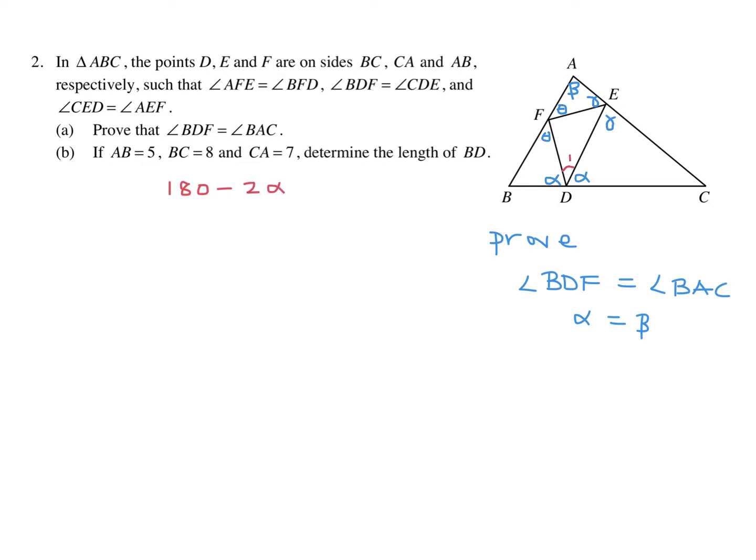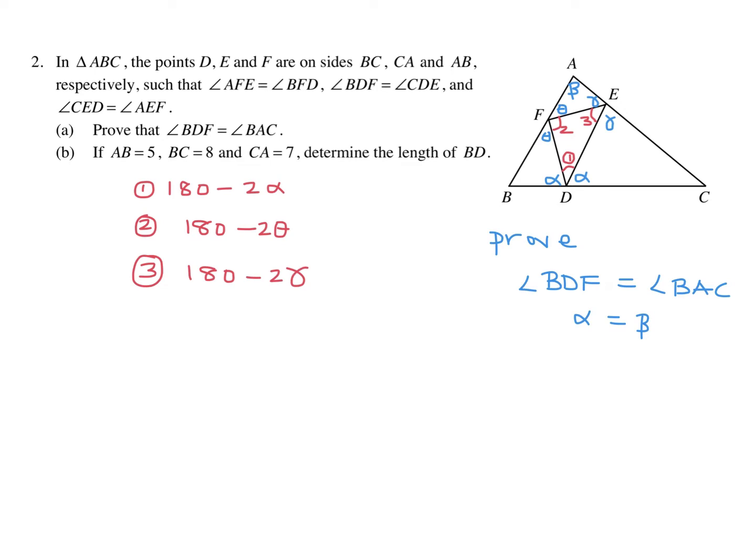So that one, I'll just call it angle 1. It's too small for me to write in. Very similarly, this guy, which we can call angle 2, is 180 minus 2 theta. And this little guy in here, which we can call angle 3, is 180 minus 2 gamma.